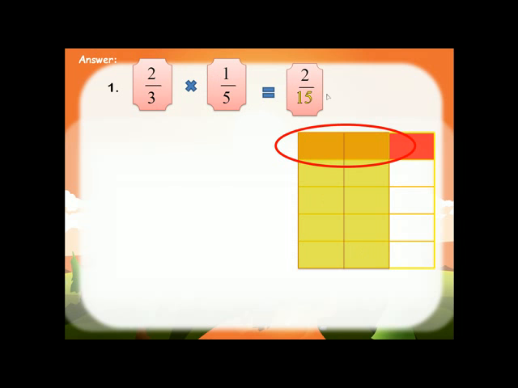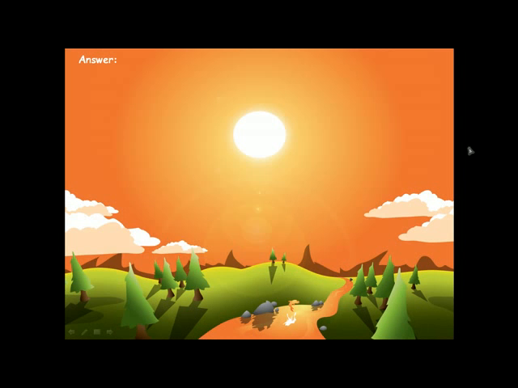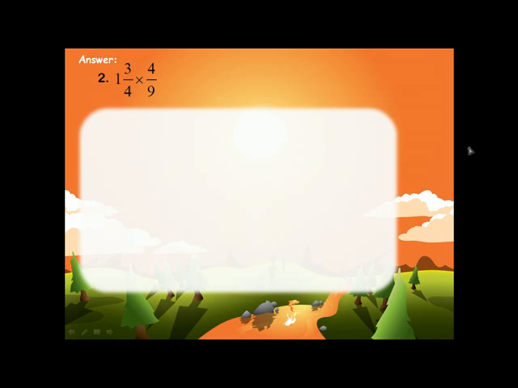Or directly, we can find the product by multiplying the numerator by the numerator, and the denominator by the second denominator: 2 times 1 equals 2, and 3 times 5 equals 15. Okay, let's continue to help us understand this multiplication.